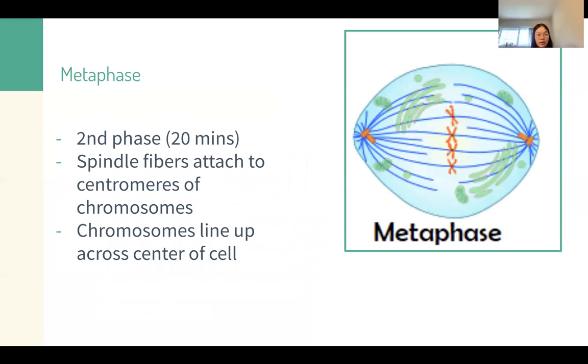And the second stage of mitosis is metaphase, which takes about 20 minutes. During this phase, the spindle fibers will attach to the centromeres of the chromosomes, and it will help the chromosomes to line up at the center of the cell.